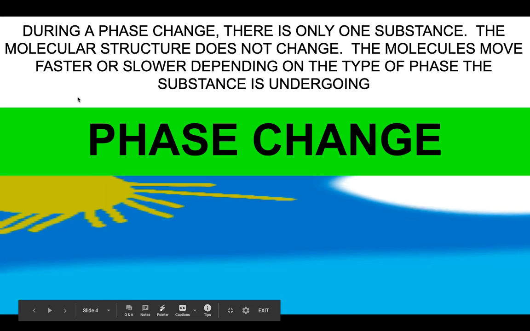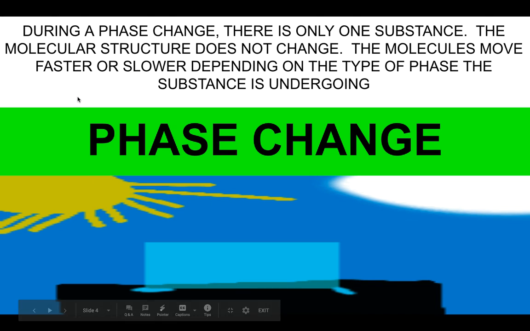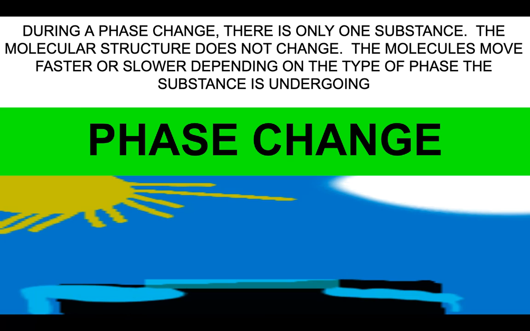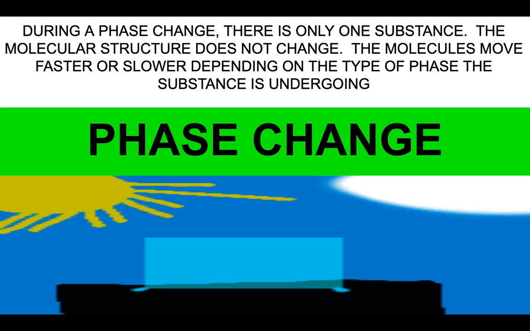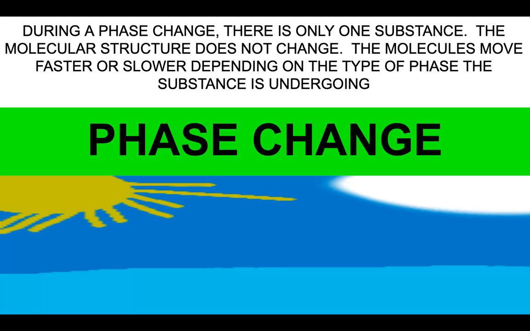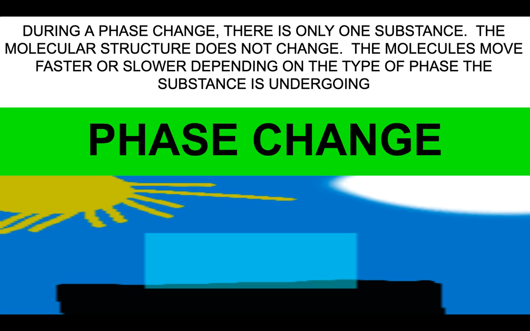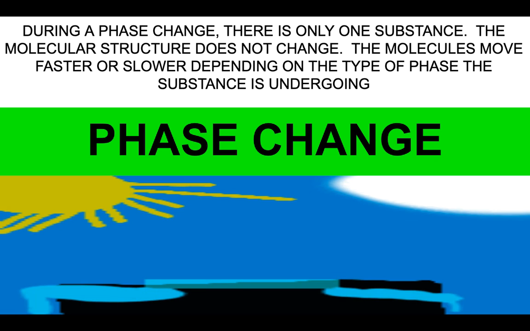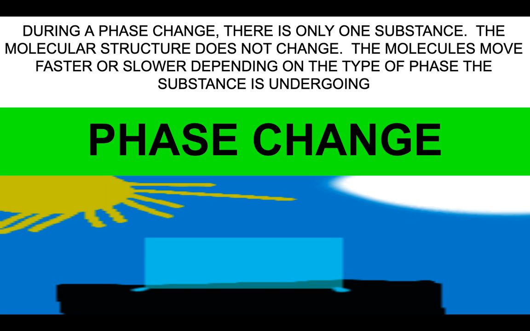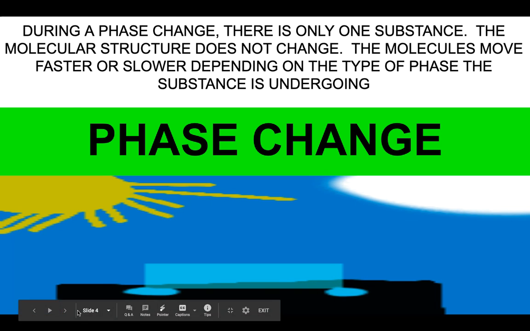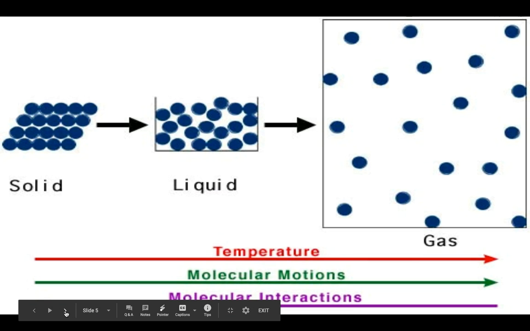During a phase change, there is only one substance. The molecular structure does not change. The molecules move faster or slower depending upon the type of phase the substance is undergoing. So a great example of that would be water, which is H2O. If water is a solid, it's still H2O. If water is a liquid, it is still H2O. And if water is a gas, the molecular structure is still H2O.